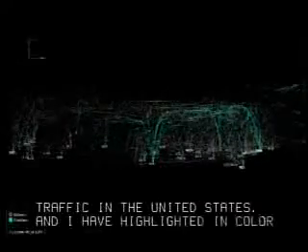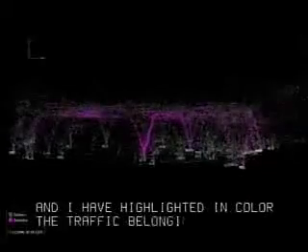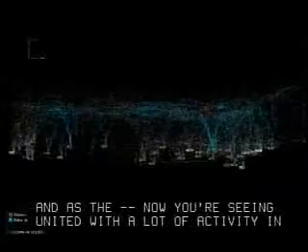So what you're seeing here is a three-dimensional view of traffic in the United States. And I have highlighted in color the traffic belonging to different airlines. Right now you're seeing American Airlines with a lot of activity at DFW. And now you're seeing United with a lot of activity in Chicago, O'Hare, and Denver. And now it is Delta Airlines with a lot of activity at Atlanta. And SkyWest, which works closely with United Airlines.